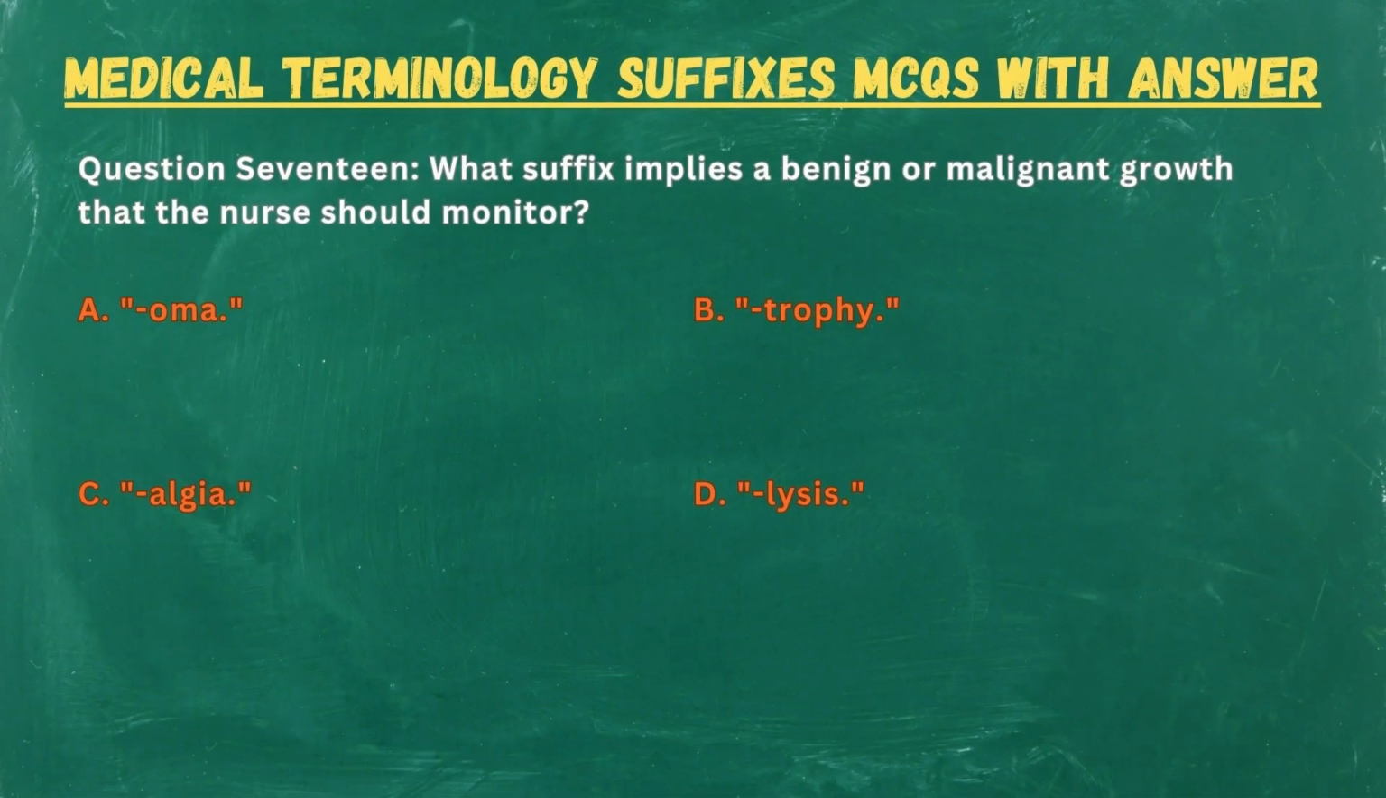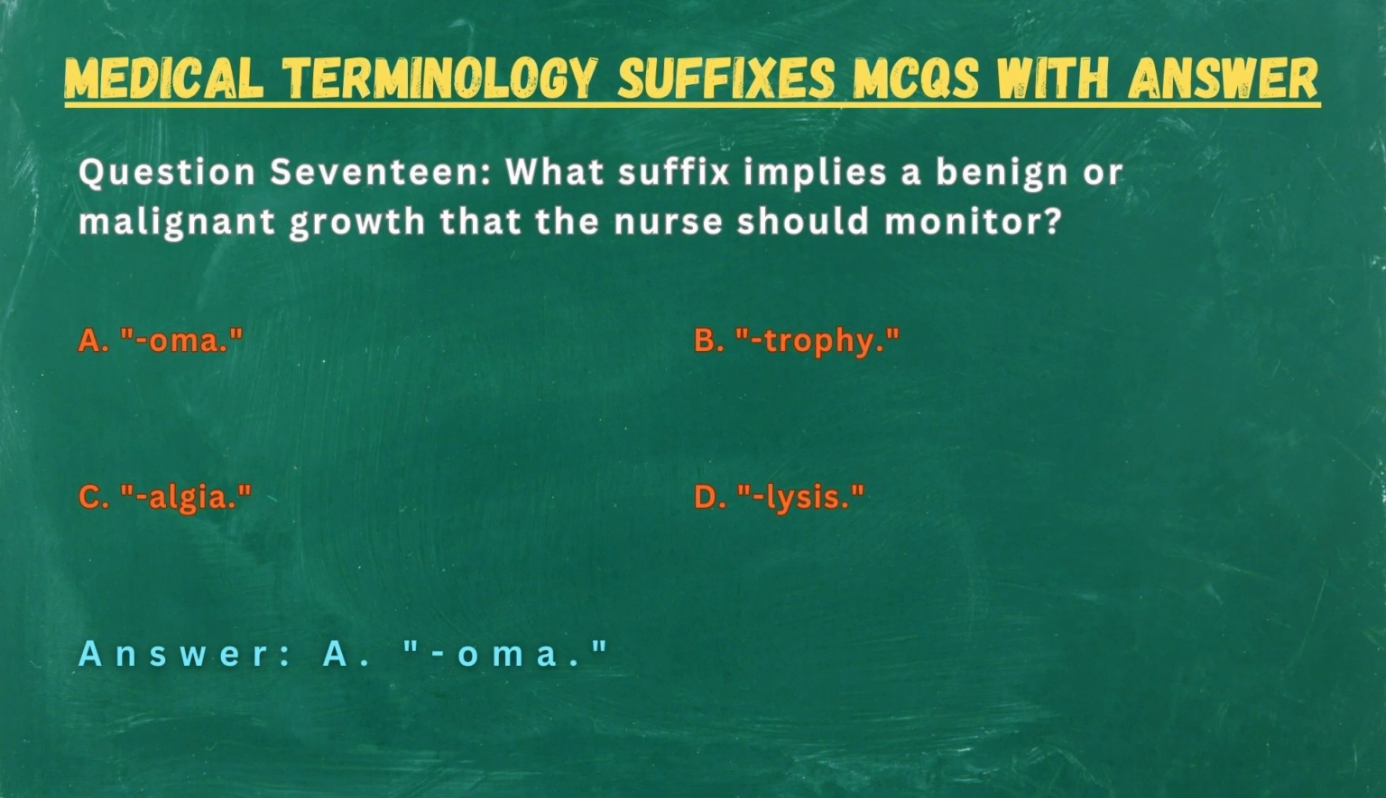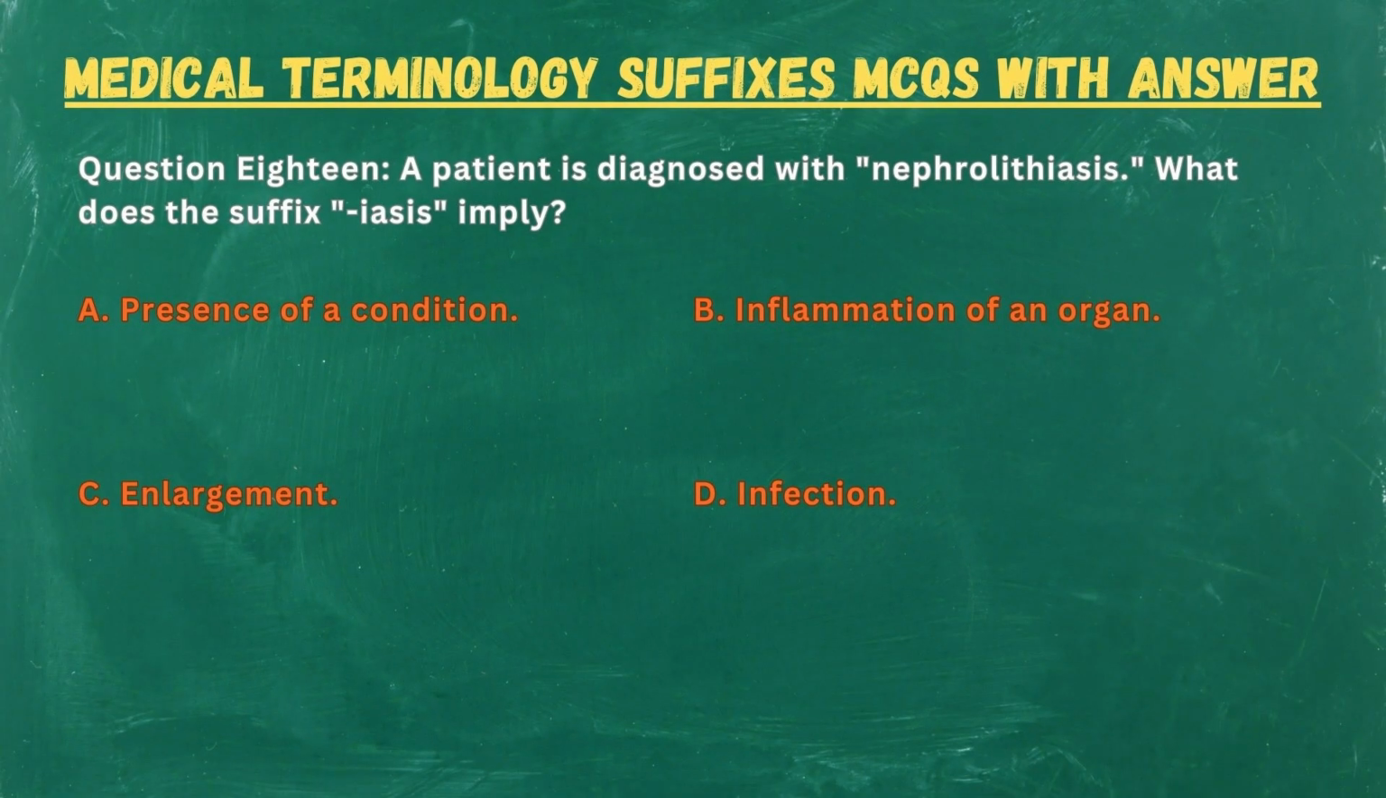Question 17. What suffix implies a benign or malignant growth that the nurse should monitor? A. -oma. B. -trophy. C. -algia. D. -lysis. Answer: A. -oma. Question 18.